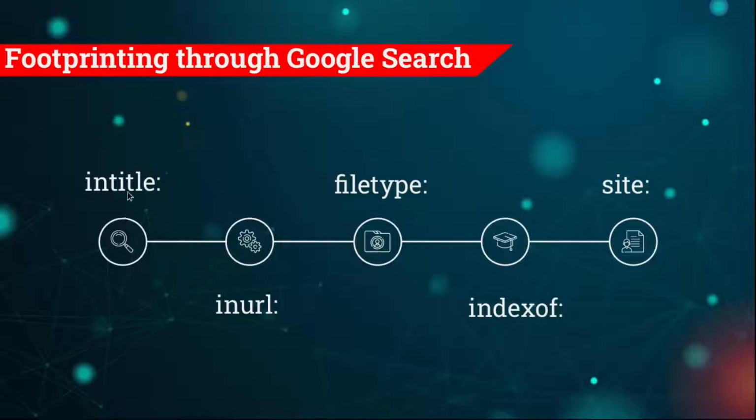Now our next method is footprinting through Google operators. You can use these operators in Google to get accurate information. You just need to write the operator in the search bar, then type your keyword or domain name. You can do it by yourself because I don't want to make you lazy by making a long video.